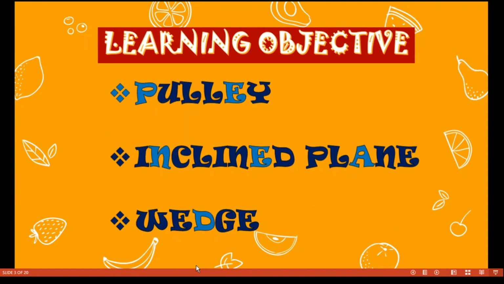So what are the main learning objectives of this class? One is we are going to discuss the pulley, then the inclined plane, and finally the wedge. And in the later part of the presentation, we are also going to solve some of the problems related to this topic.